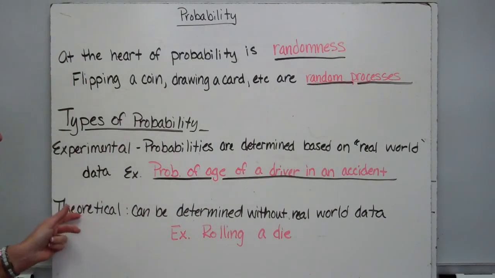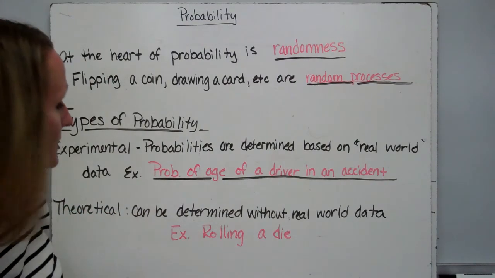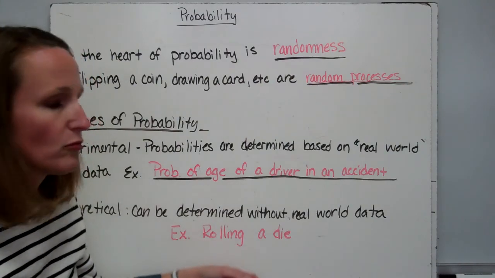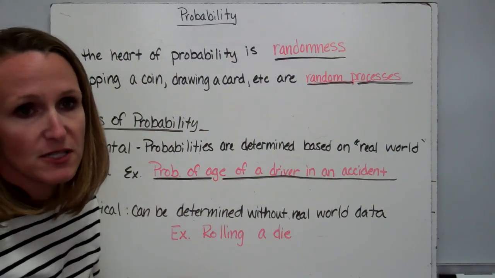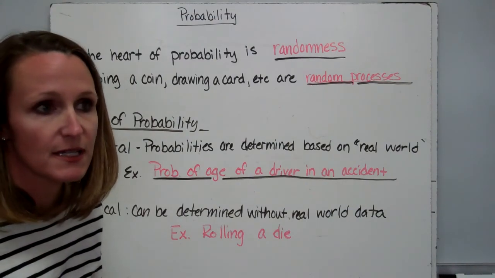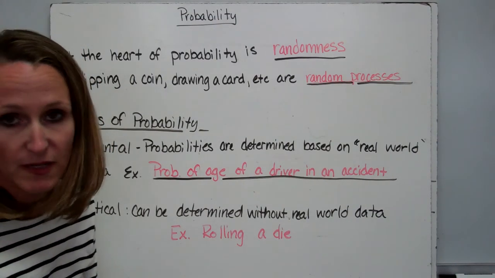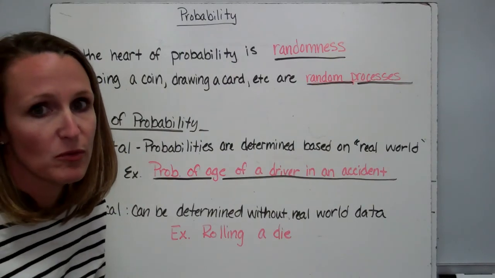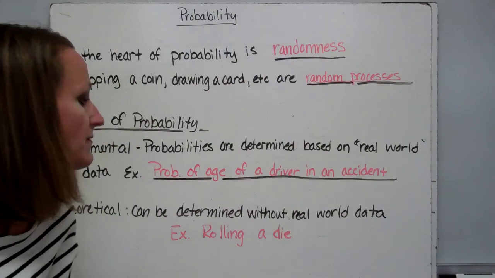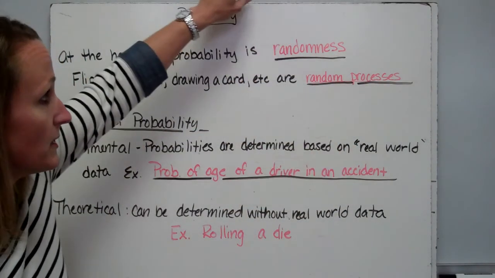The other type of probability is theoretical probability. You can find this without real-world data. For example, rolling a die. You know that there are 6 sides to a die, so the probability of each side is 1 in 6. An even number would be 3 in 6. But you don't need any real-world data to figure out theoretical probability.